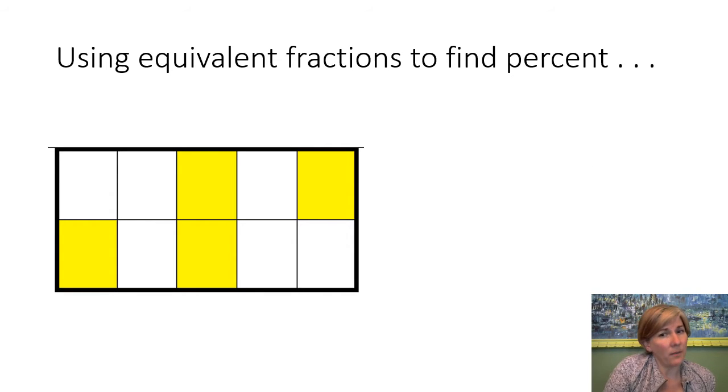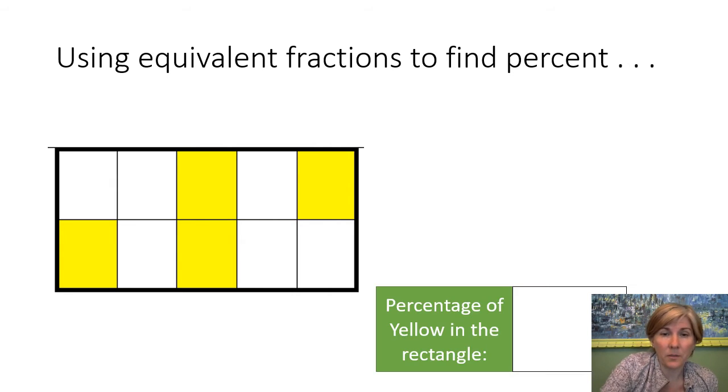So if you were given this image, we can see that there are, well, actually, first of all, what is our question? So the question that we're being asked is, what percentage of yellow is in the rectangle?